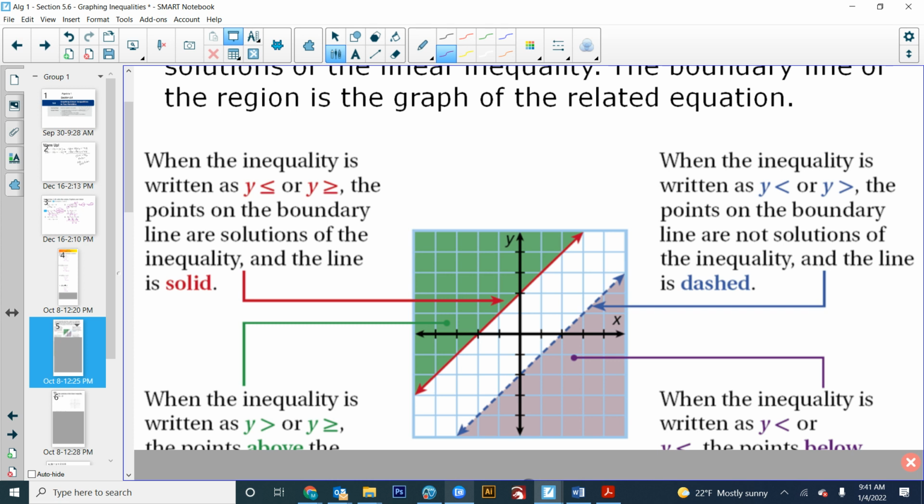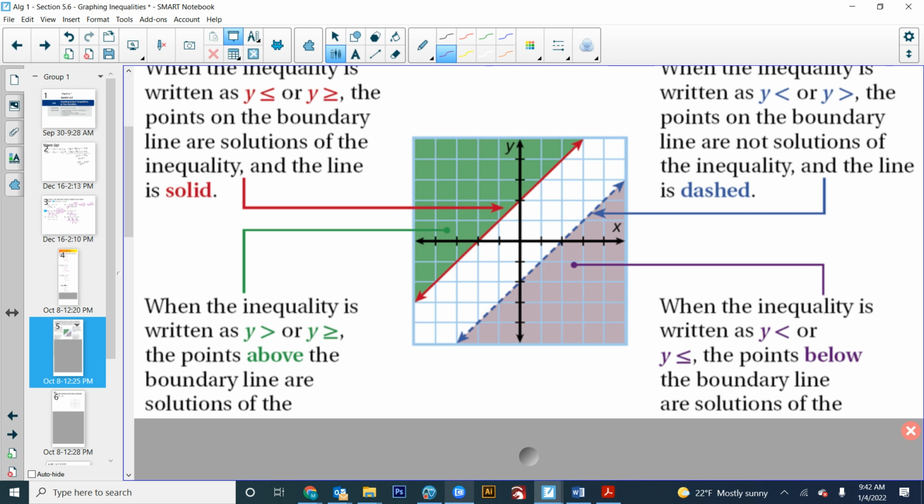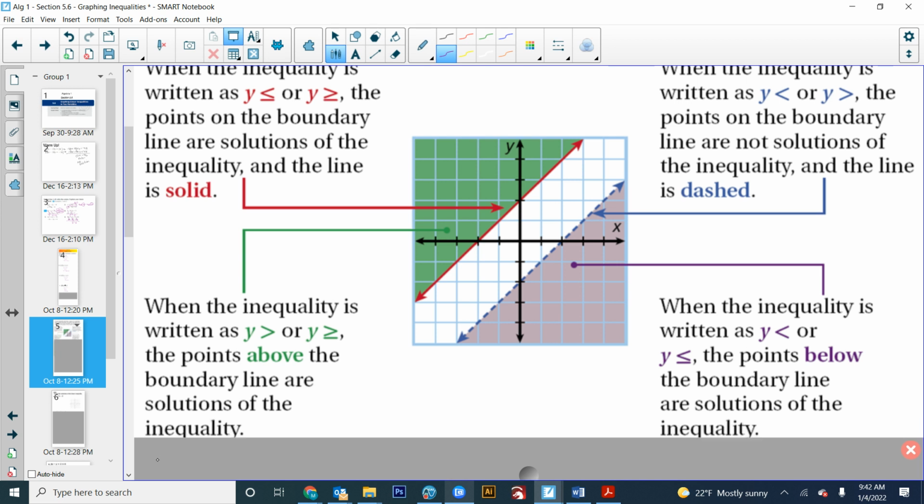Now, if it's shaded above the line, and it'll be easier when we look at each problem, it means greater than. So this will be greater than or what? Equal to, because it's a solid line. This would be what, since it's below the line? Just less than. So that's what that means. You can see it there. It's a little easier when we do the problems.